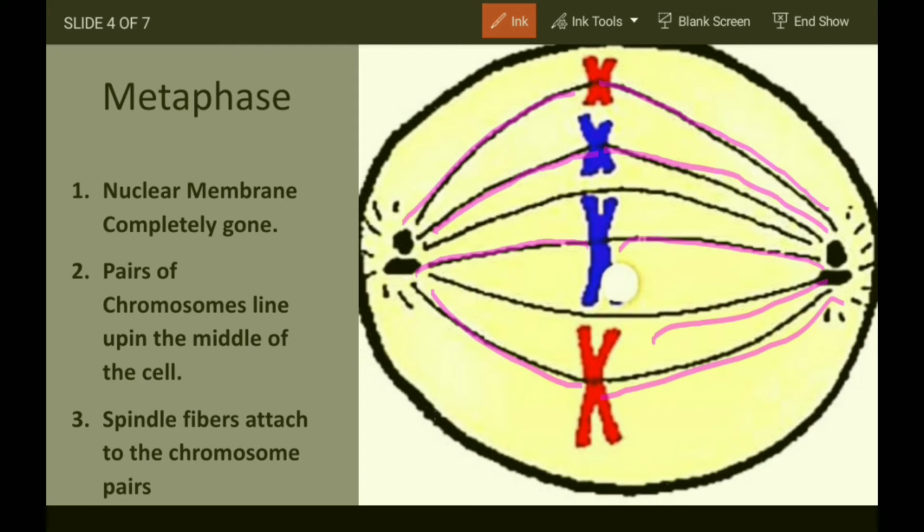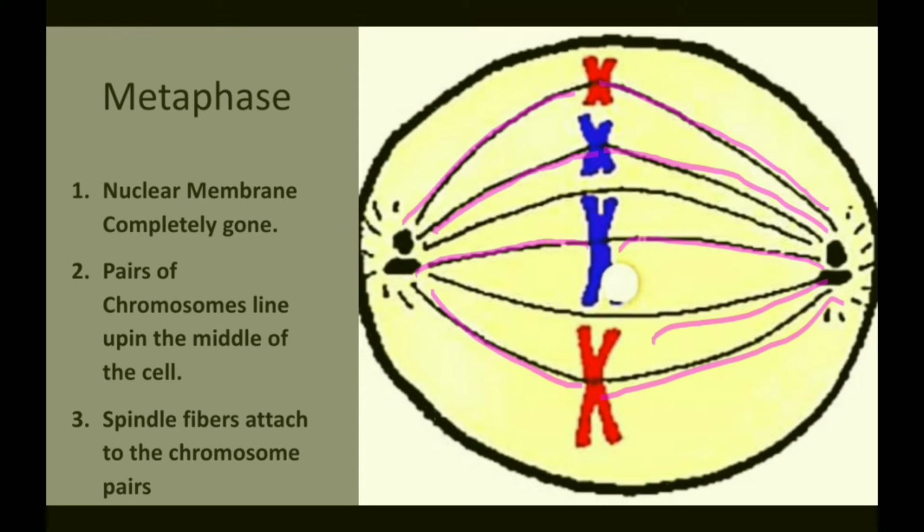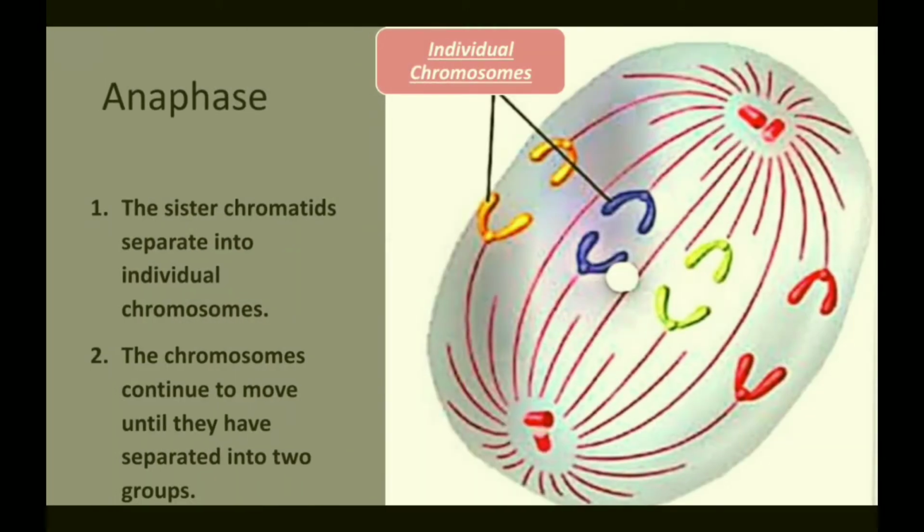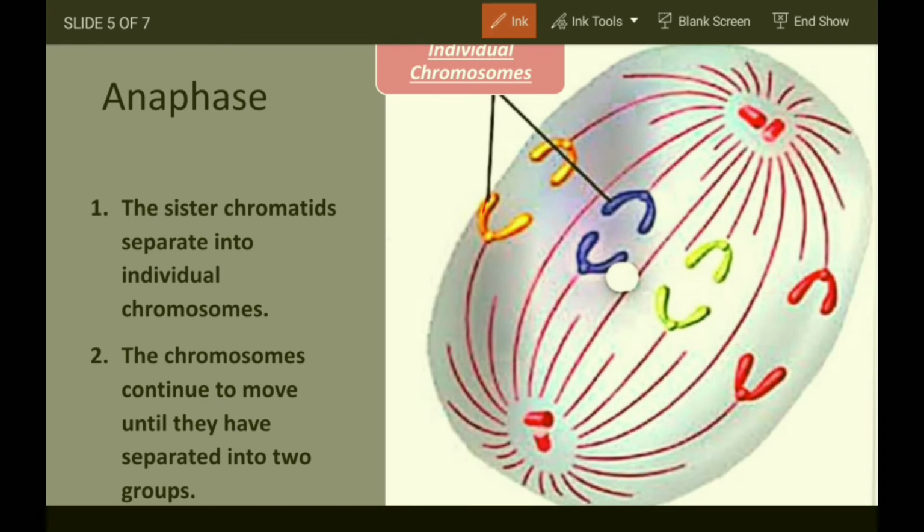So when this process finishes in the cell, we move on to the third phase of mitosis, anaphase. In the anaphase, the sister chromatids that I was trying to show you there get separated into individual chromosomes, and they are pulled by these spindle fibers, as you can see, and that's why they were attached to these chromatids in the first place in the previous phase.